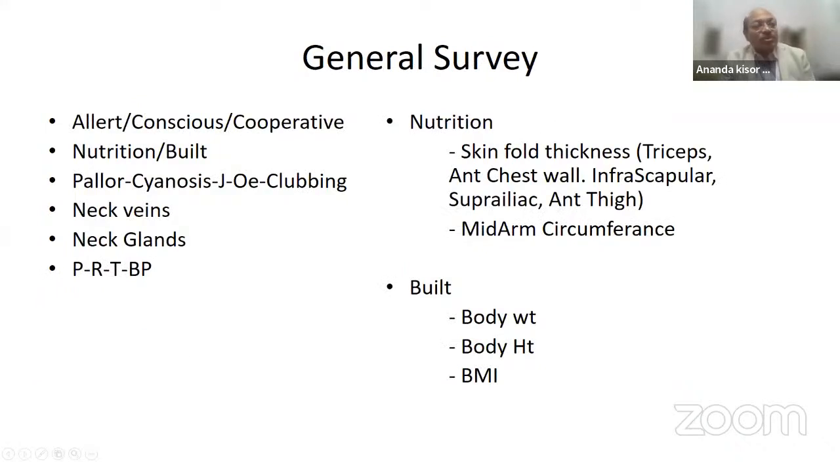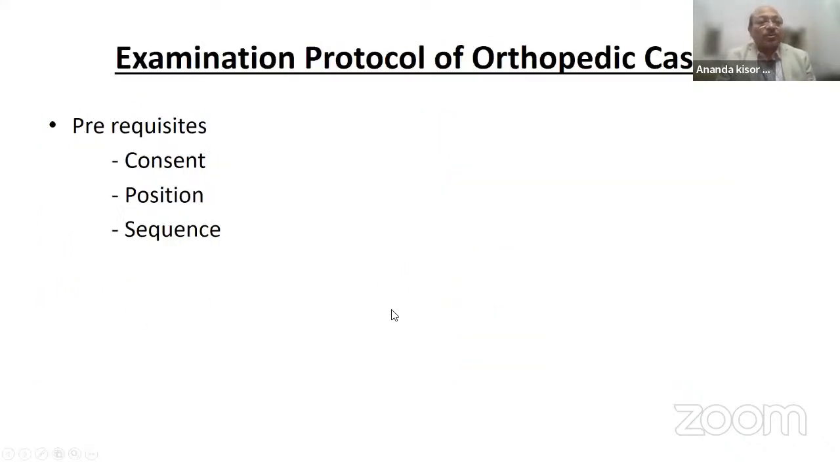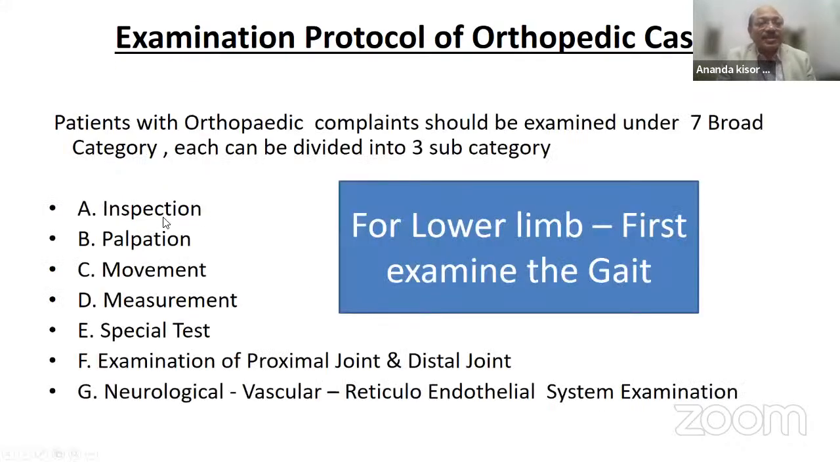Now, general survey, I'm not going to detail. We have to take alertness, consciousness, everything. Now, examination protocol. Basically, there are 7 broad categories, and each category is divided into 3 subcategories. I'm not going to detail them, of which the most important is the gait. For the lower limb, the first step is to examine the gait. That is why we will discuss every very minute point of the gait. And in our other cases, like common mistakes and common case series, we'll discuss the other details.